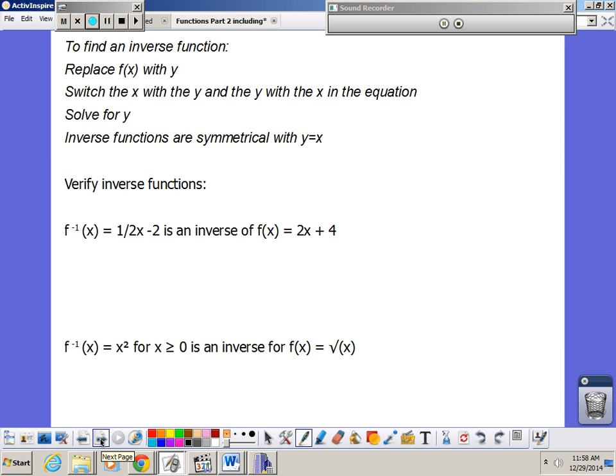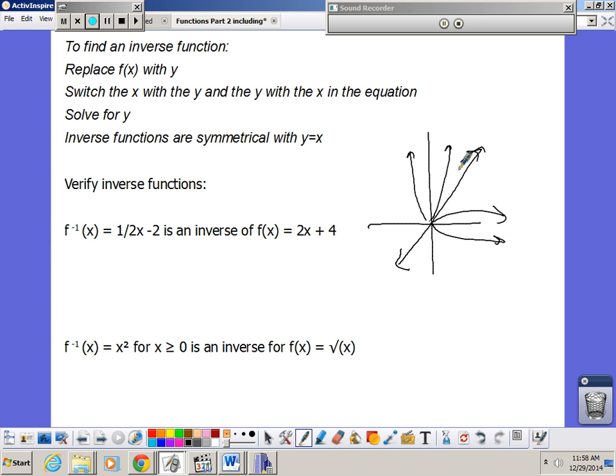Okay, we're going to now do inverses. To do an inverse, take f of x and replace it with y, because f of x is y. Then switch the x and the y in the equation and solve for y. The inverse functions are symmetrical with y equals x, which means if you have a graph here, it should look like this here. It should be symmetrical to the y equals x line. That's how you tell if they're inverses when you're looking at them as a graph.